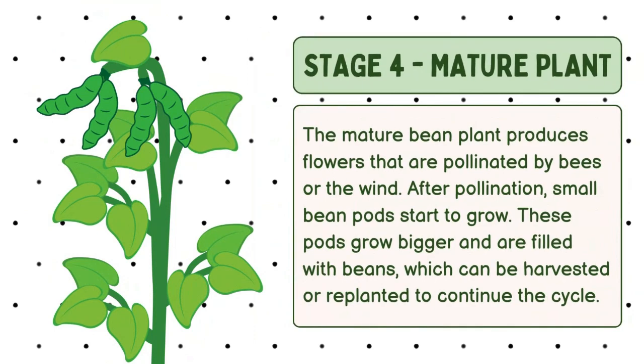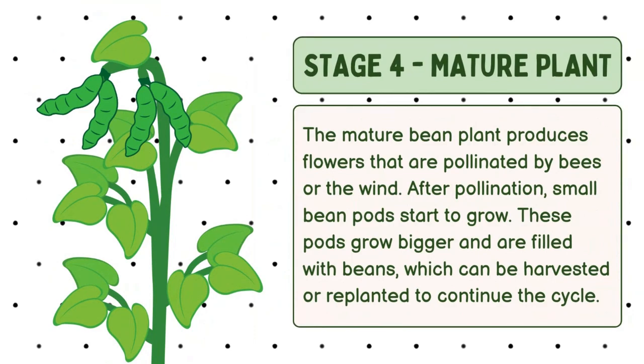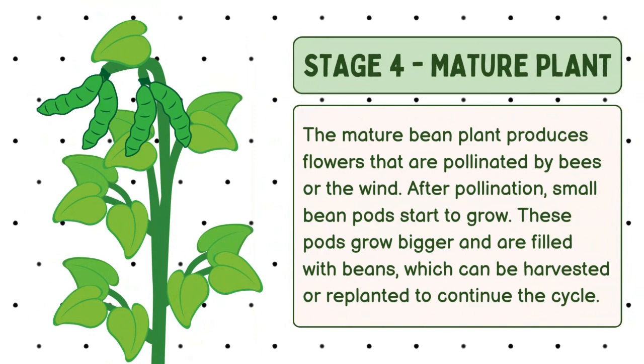Stage 4, Mature Plant. The mature bean plant produces flowers that are pollinated by bees or the wind. After pollination, small bean pods start to grow. These pods grow bigger and are filled with beans, which can be harvested or replanted to continue the cycle.